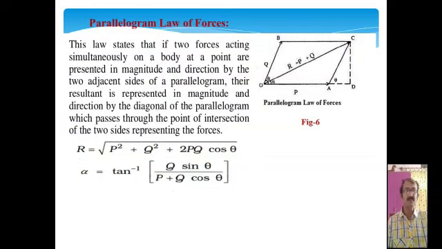From this equation, R can be represented as root over P square plus Q square plus 2PQ cos theta, and alpha is the angle between the resultant and the force P, that is tan inverse of Q sin theta divided by P plus Q cos theta.